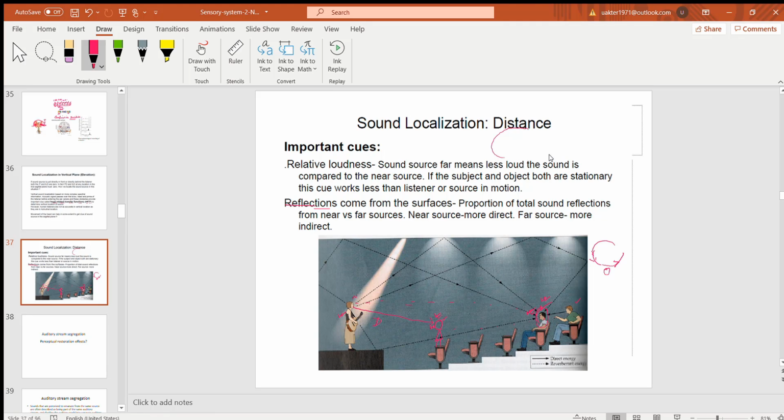So all these cues help you to determine the location of the sound, and they help you to determine the distance or range of the sound source. Okay, so let's stop here, and we'll talk more about auditory scene analysis, especially complex auditory scene analysis, in the next lecture. Thank you.